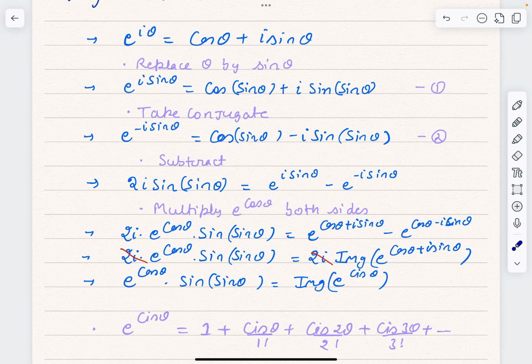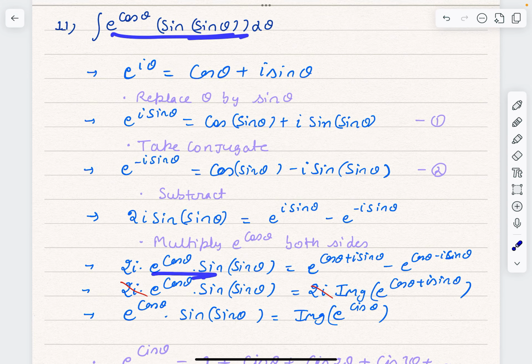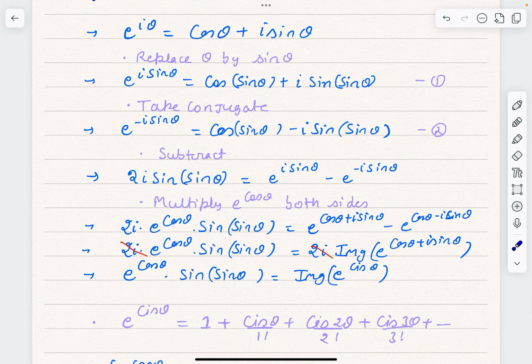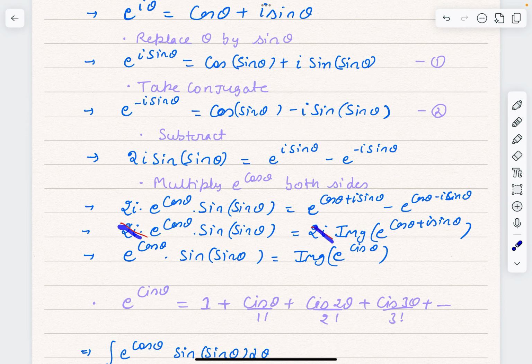You see now the things will start getting the shape of this. Multiply with e power cos theta on both sides, you get 2 iota e power cos theta sine of sine theta equal to e power cis theta minus e power cis of minus theta. You will see these two are conjugates of each other. So when you subtract z minus z bar, you get 2 iota times the imaginary part of z. So the 2 iota cancel, you get e power cos theta sine of sine theta is equal to the imaginary part of e power cis theta.